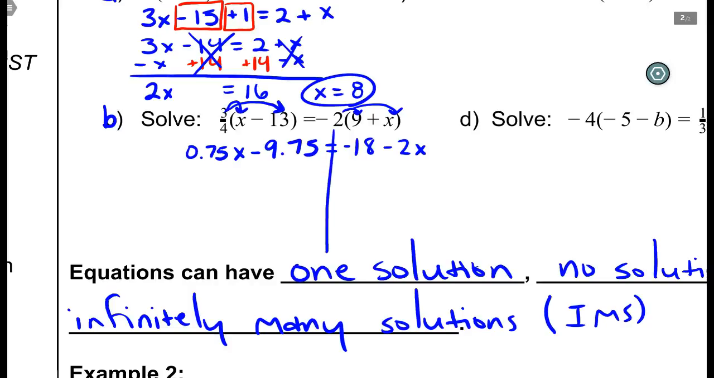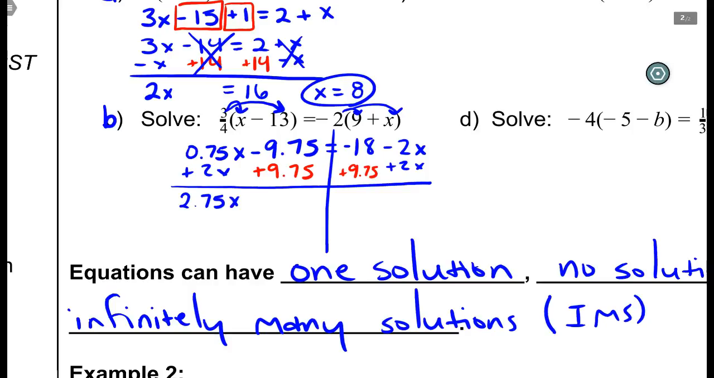All right, let's move our variables over. Remember, there are two sides to an equation. Let's add 2x to both sides. And what that does is it eliminates the negative 2x. And let's add 9.75 to both sides. All right, so 0.75 plus 2 is 2.75. Minus 9.75 and plus 9.75 make nothing. Negative 18 plus 9.75 is negative 8.25. And minus 2x and plus 2x make nothing.